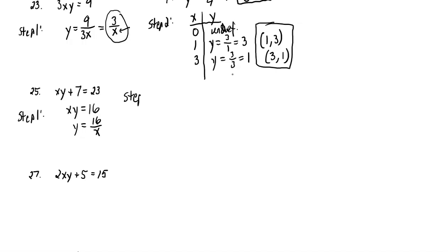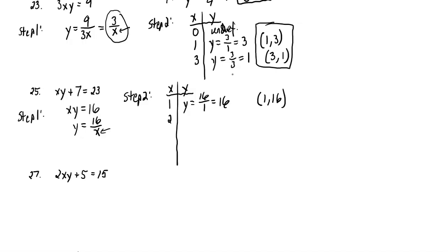Now step 2. Have you got it figured out what step 2 is? Step 2 is to make an xy table. Should we use 0 for x when the x is in the bottom like that? Nope, 0 is a restricted value. Is 1 a good choice for x? If you use 1 for x, do you get a whole number for the y? Yes, you do. You get positive 16. That's a whole number. And so 1 comma 16 is an answer.